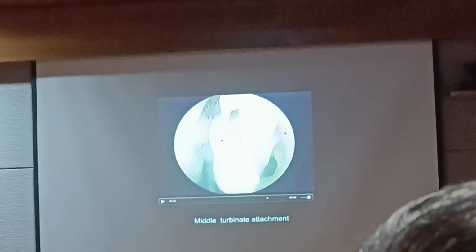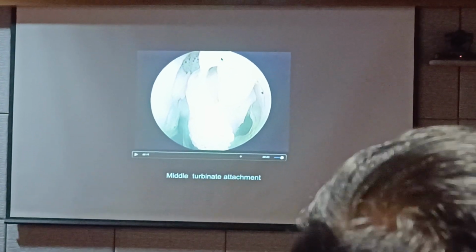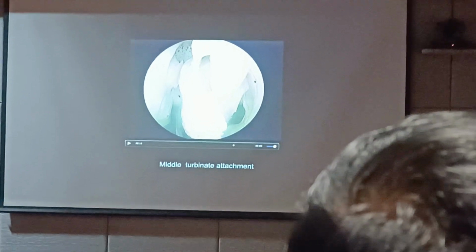If you move the middle turbinate very aggressively here, that is where it will crack. If it cracks here, nothing will happen. There will be no leak because it's not attached to the cribriform plate. Okay, so that is the middle turbinate.